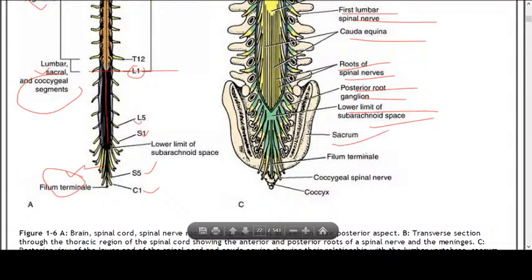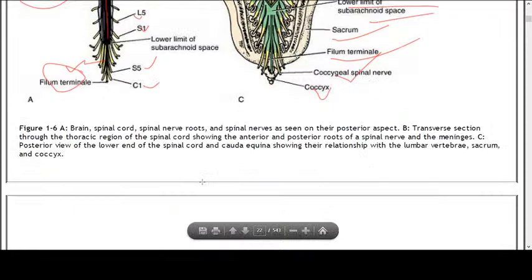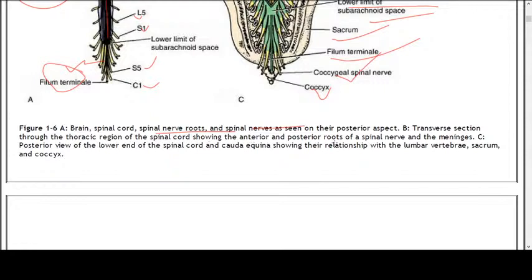This one right here is the sacrum. This is the filum terminale, coccygeal nerve, and spinal nerve. This is the coccyx. Brain, spinal cord, and spinal nerves are seen in the posterior aspect. The transverse section of the spinal cord shows the posterior spinal cord and the meninges. Posterior view of the lower end of the spinal cord and cauda equina showing the relation.